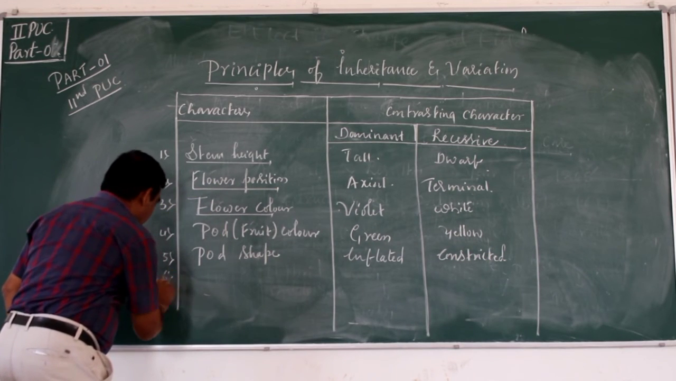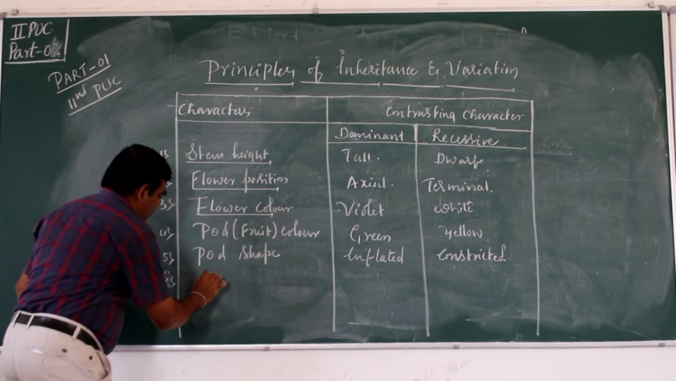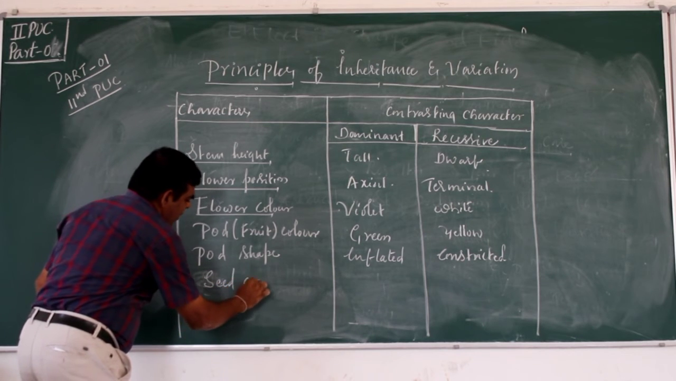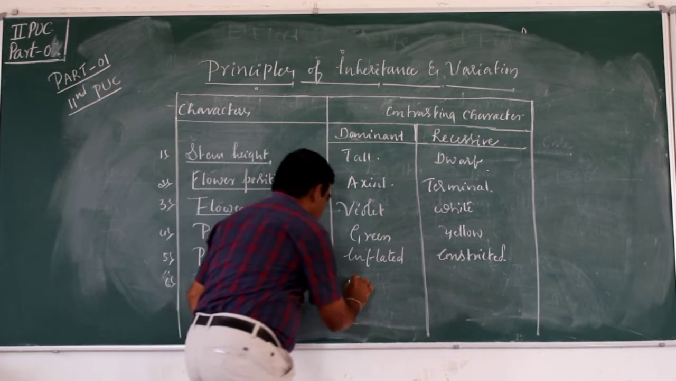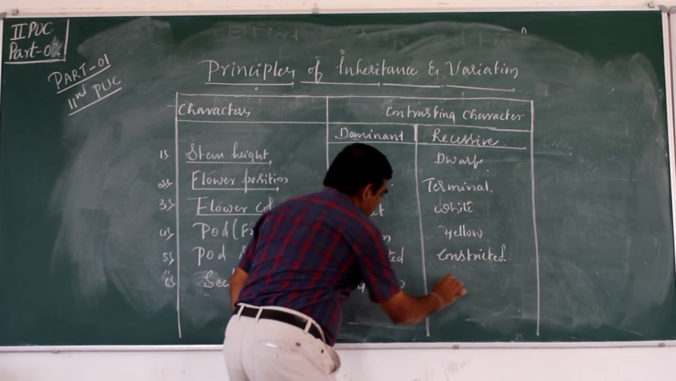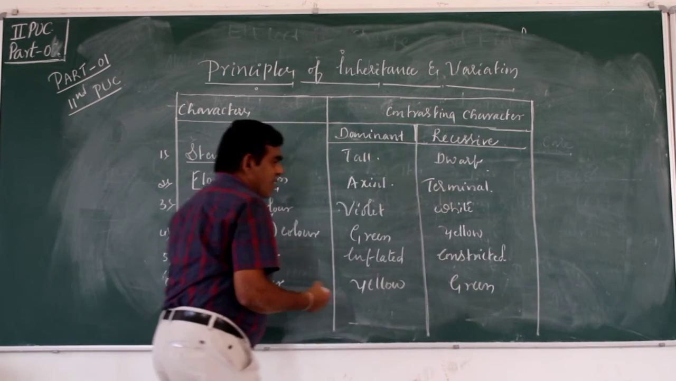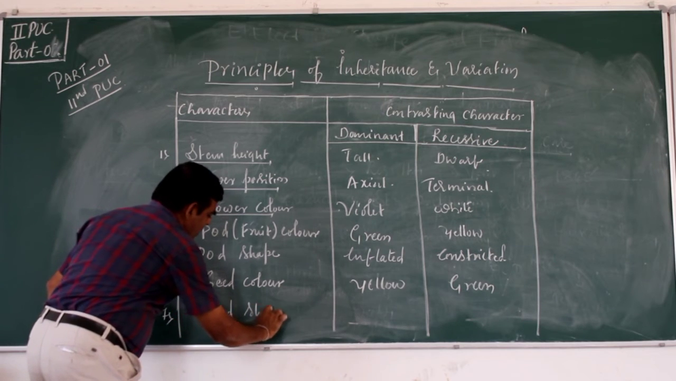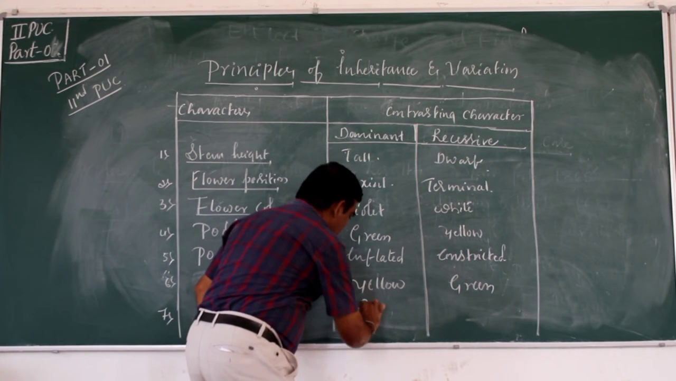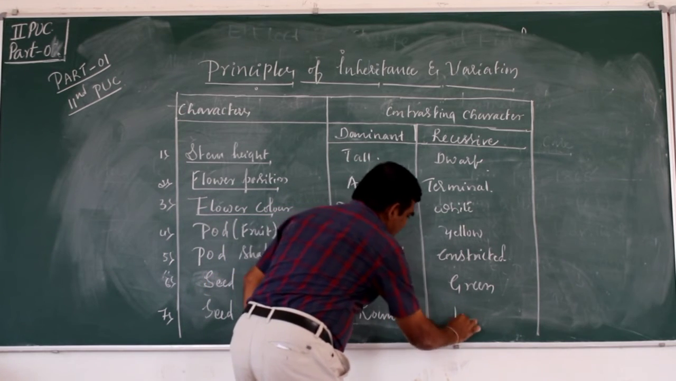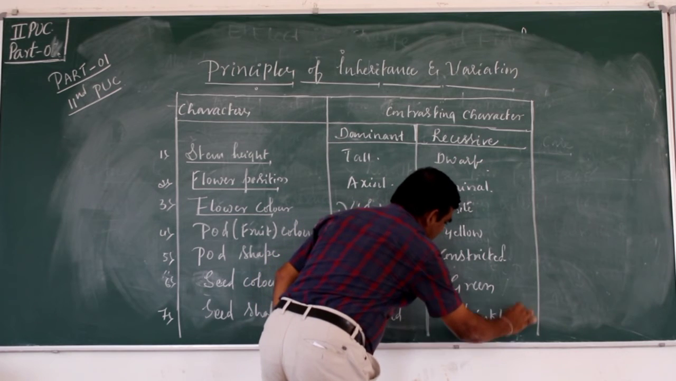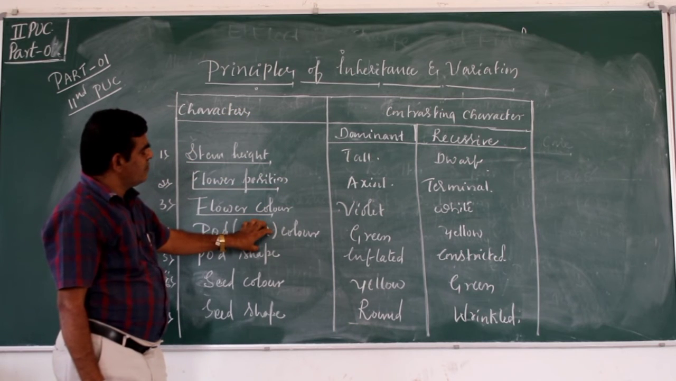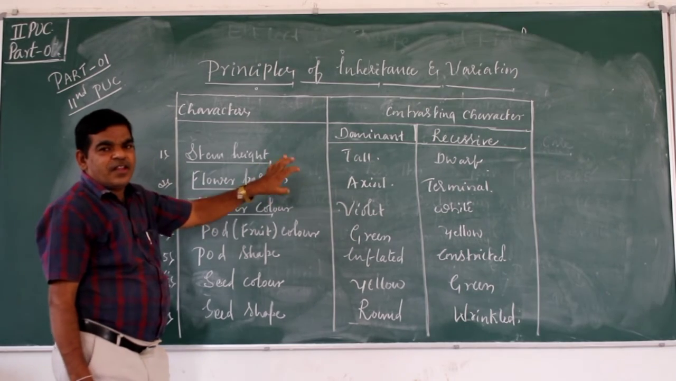Then sixth one, seed color, yellow and green. So the last of the seven pairs of contrasting characters, seed shape, round and wrinkled. Here, these are the seven pairs of contrasting characters selected by Mendel for his experiment.